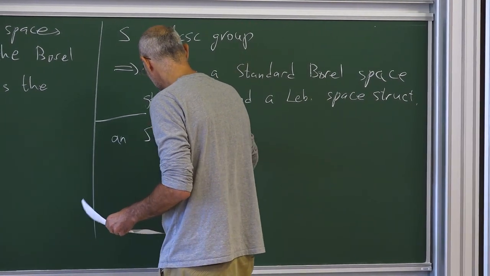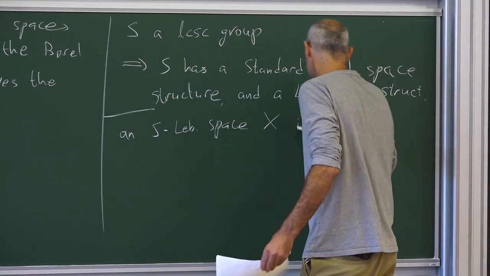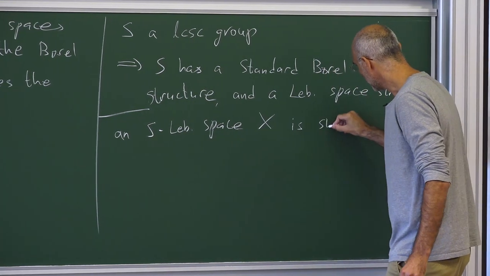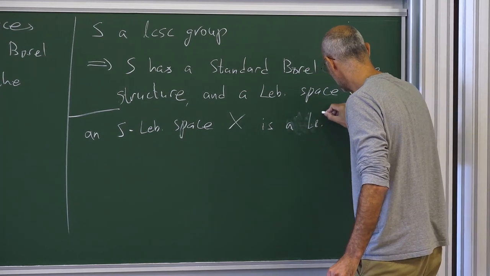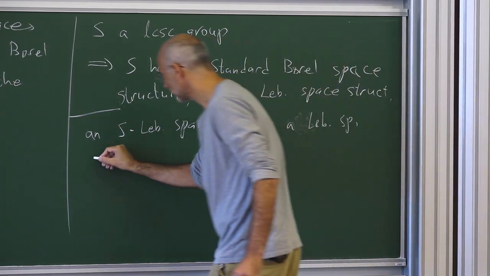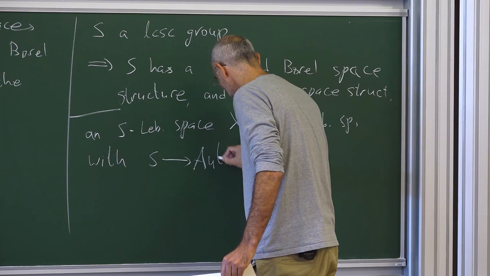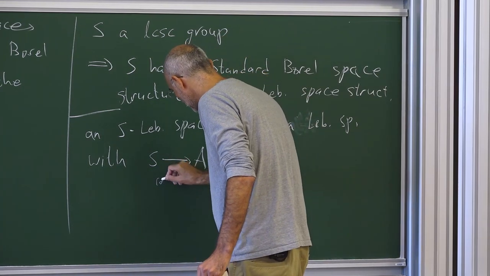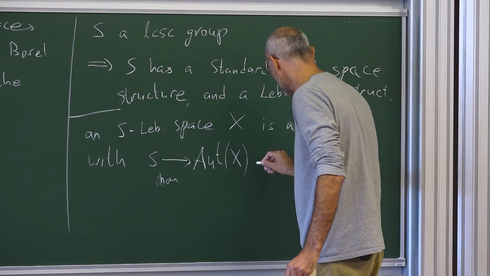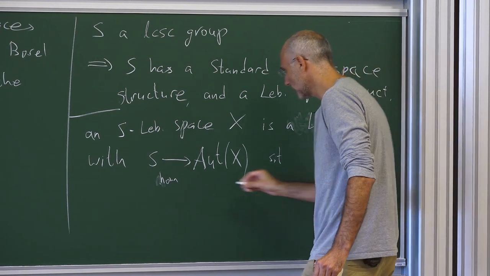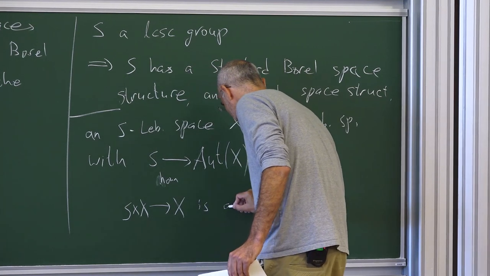An S Lebesgue space X is a Lebesgue space endowed with an action, set with a homomorphism such that the map S times X to X, the action map, is a morphism.